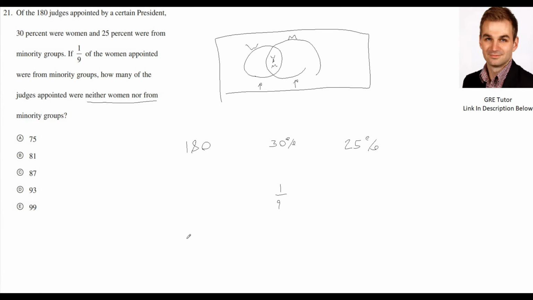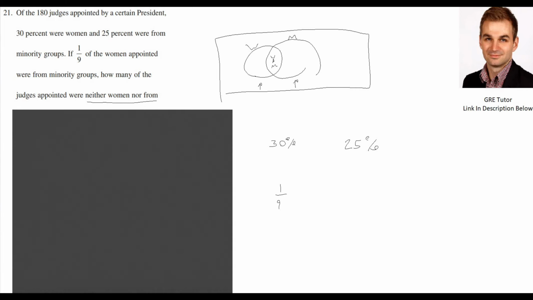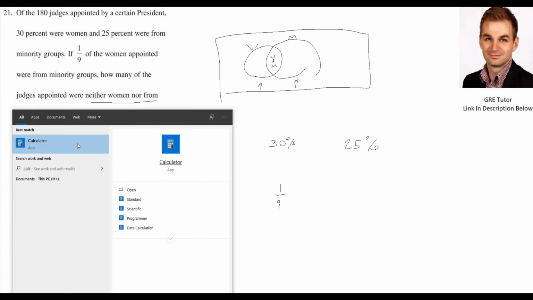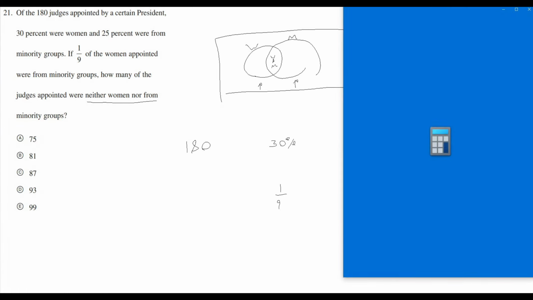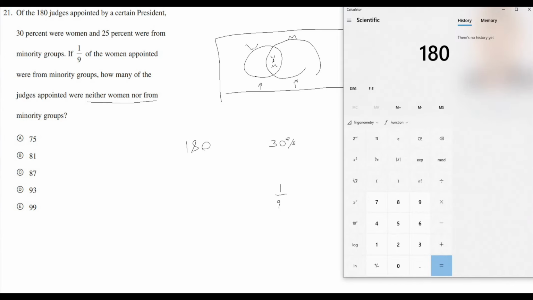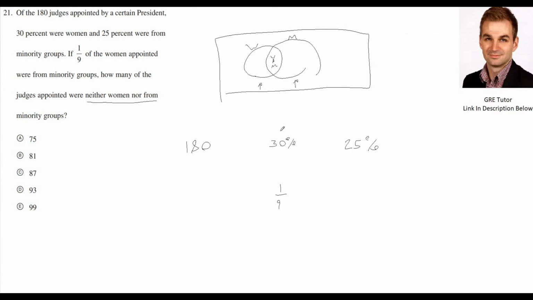180 times, no, it doesn't matter. Let's just get a calculator out and do it, because I think we're allowed to have a calculator out on the test. So I got a calculator, and we do 180 times 0.3. That gives us 54. So 54 people were women.